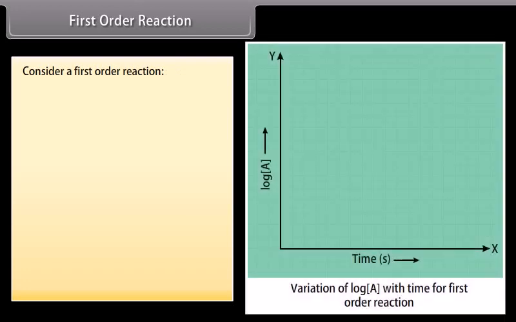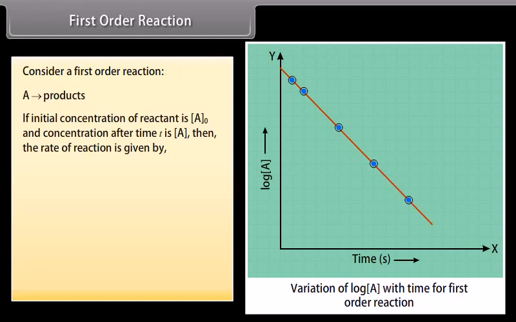First-order reaction. Let us consider a first-order reaction in which A is changing into products. If the initial concentration of reactants is A naught, and the concentration after time t is A, then the rate of the reaction is given by minus dA by dt is equal to the product of K and A. It can be written as minus dA upon A is equal to K dt.